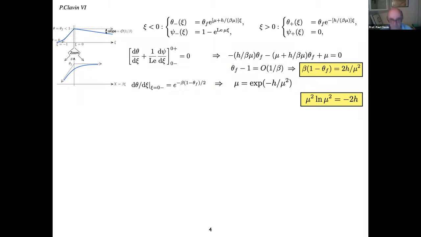Now if you combine this equation coming from the conservation of enthalpy across the thin reaction zone and the kinetic relation telling you that the heat escaping from the upstream to warm up the preheated zone is equal to the heat flux leaving the inner structure.